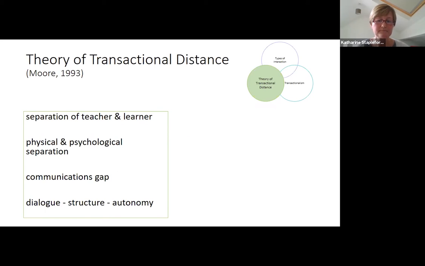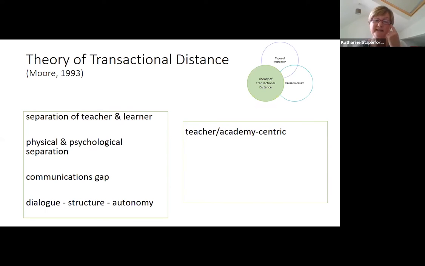And these behaviors are interrelated. So the more rigidly structured a program is, the less opportunity for dialogue, and the more autonomy is required of the students. So according to this theory, distance learning programs, particularly at the time of Moore's writing here, were more suited to autonomous learners. Now, there are some limitations to this theory. First of all, it's quite teacher-centric or academy-centric. By academy, I'm referring to the institution, the resources, the instructors, etc.